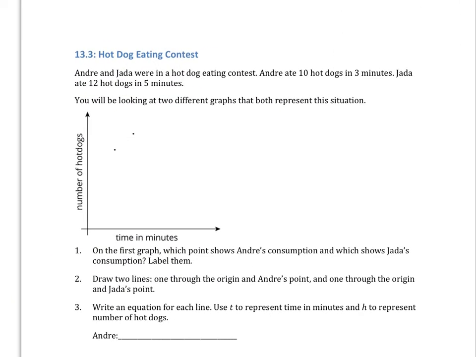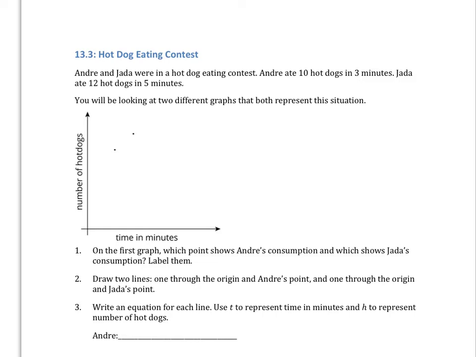So it says Andre and Jada were in a hot dog eating contest. Andre ate 10 hot dogs in 3 minutes. Jada ate 12 hot dogs in 5 minutes. So what we're going to be doing is looking at two different graphs that represent this situation. We can look at it where we're comparing the number of hot dogs to the time in minutes, or you can flip it, the time in minutes to the number of hot dogs. So let's look at the number of hot dogs and the time in minutes.